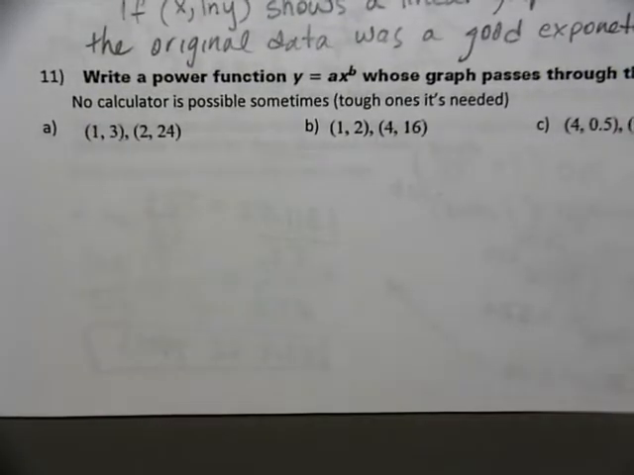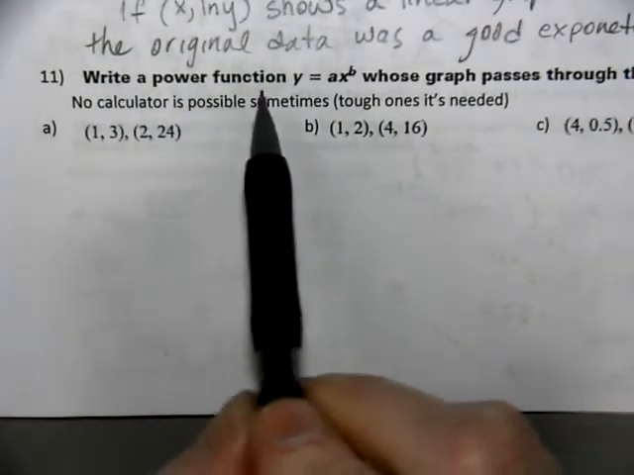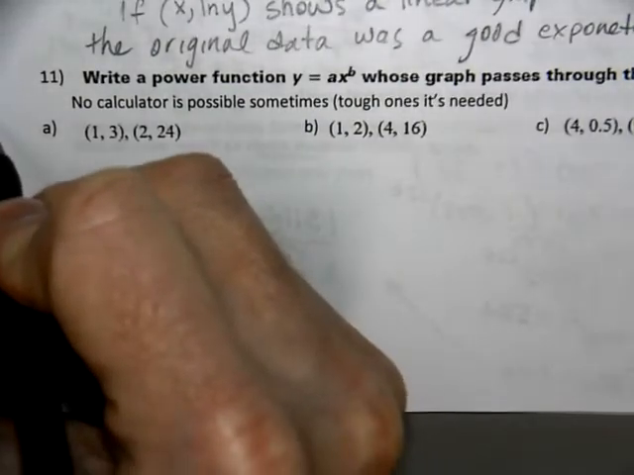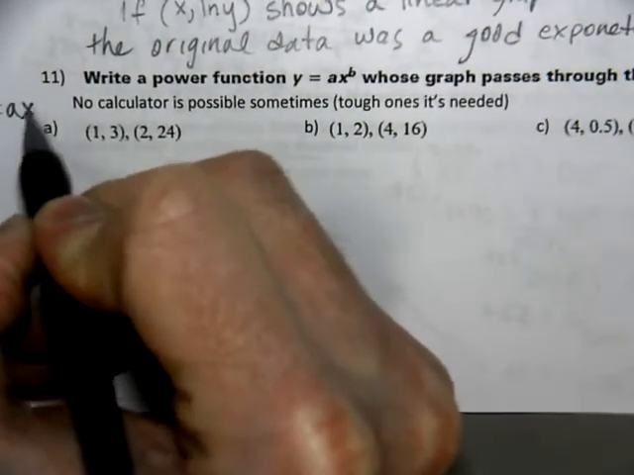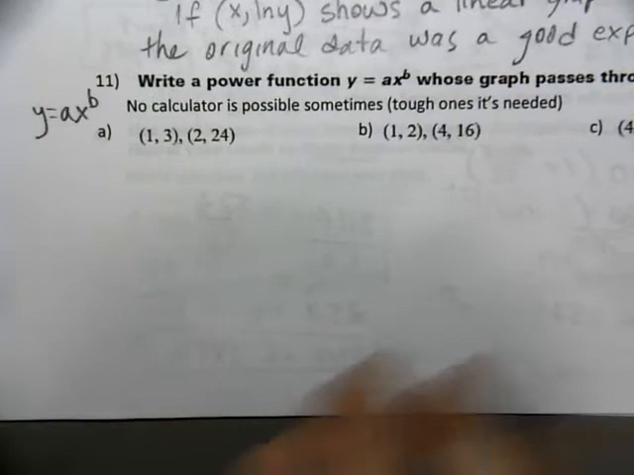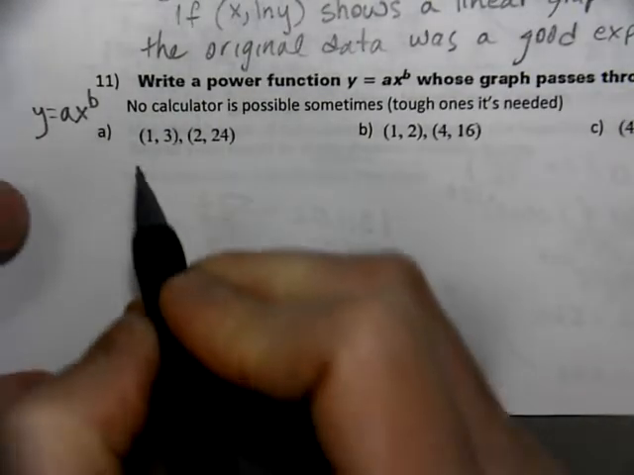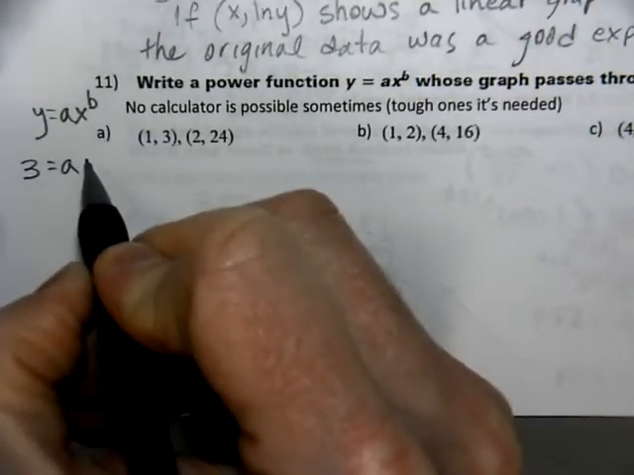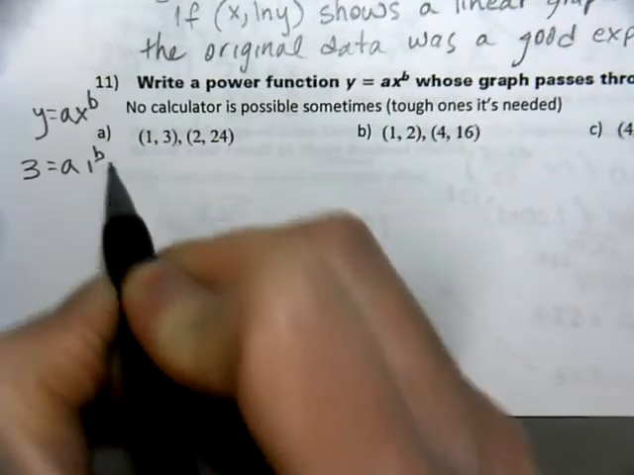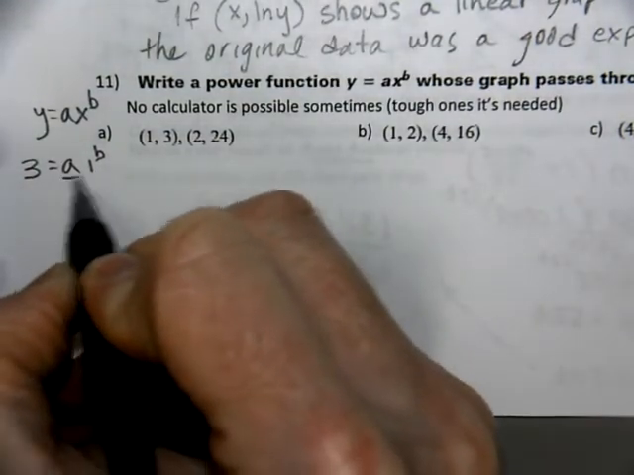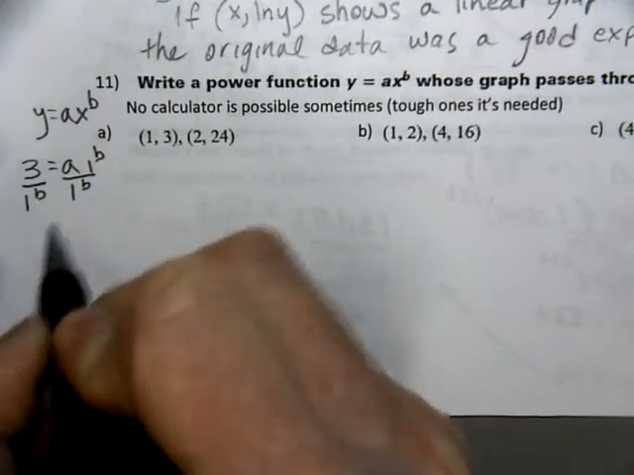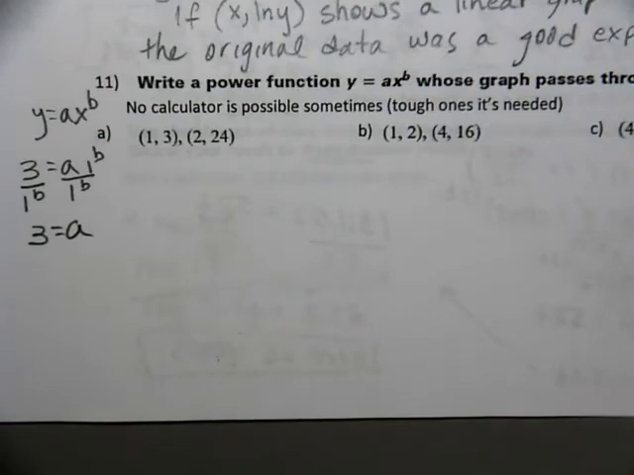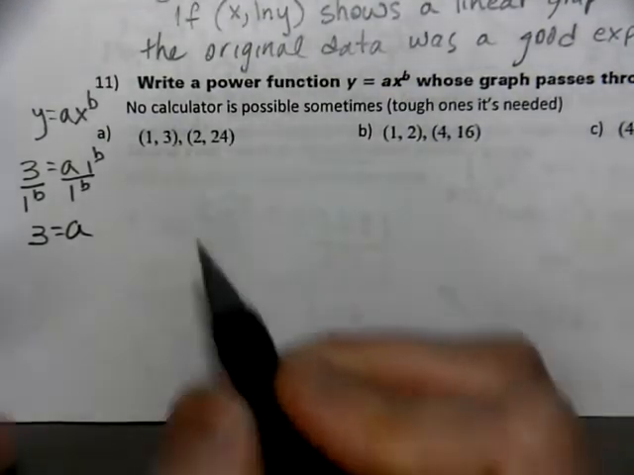This next example, we're trying to find the power function. So we're doing the same thing, but this time our equation is y equals a x to the b power. Notice the different order of where the x is and where the b is located. So 3 is our y, we don't know the a, the x is 1 to the b power. So when we divide by 1 to the b, it doesn't matter what b is, because 3 divided by 1 times 1 times 1 times 1 times 1 is just going to be 3.